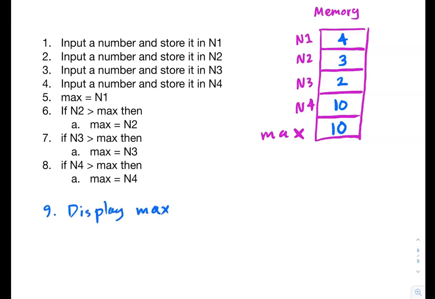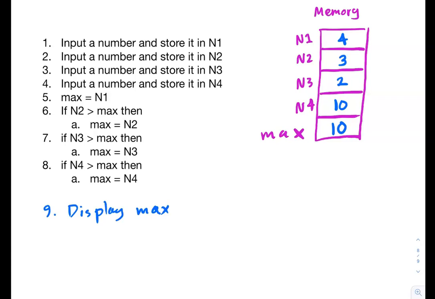So when we display the value of max, we're going to display 10, which is indeed the largest value among the ones that we have entered. You can try this with any sequence of 4 numbers, and max will always give you the largest one of them.